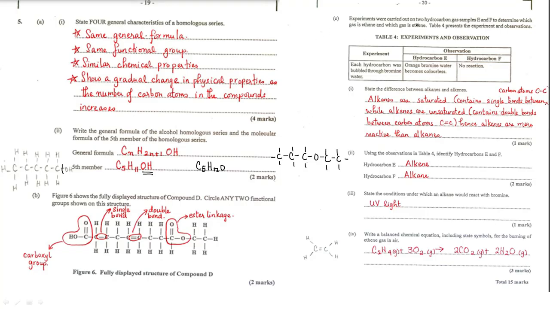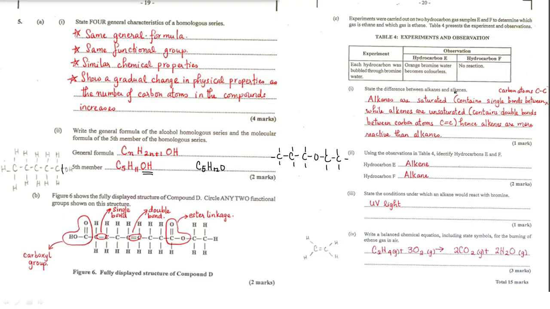It says experiments were carried out on 2 hydrocarbon gas samples, E and F, to determine which gas is ethane and which gas is ethene. Table 4 presents the experiment and observations. So we have each hydrocarbon was bubbled through bromine water. Hydrocarbon E turned the bromine water colorless, so it went from orange to colorless. And hydrocarbon F, no reaction.